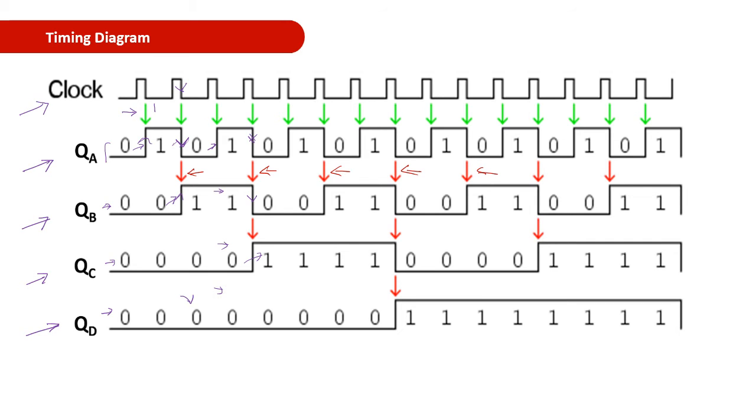Similarly, QC will change its state only when there is a negative edge coming from the QB output. So here you can see that the QB output is changing at this point, so your output QC will change from 0 to 1. The next 1 to 0 change for QB occurs at this point, and QC will change from 1 to 0.